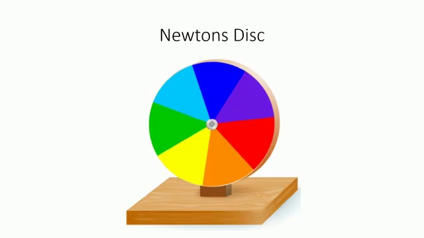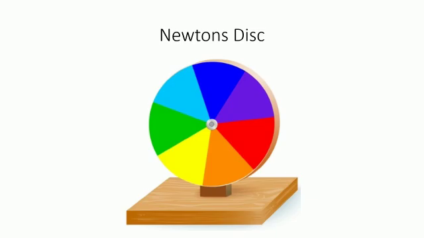What do we conclude from this? We can say that the sunlight contains 7 colors. And how can we prove that? Let's see. The British scientist Sir Isaac Newton made a special disc. One side of the disc was divided equally into 7 parts of the 7 colors of the rainbow, and they are red, orange, yellow, green, blue, indigo, and violet.